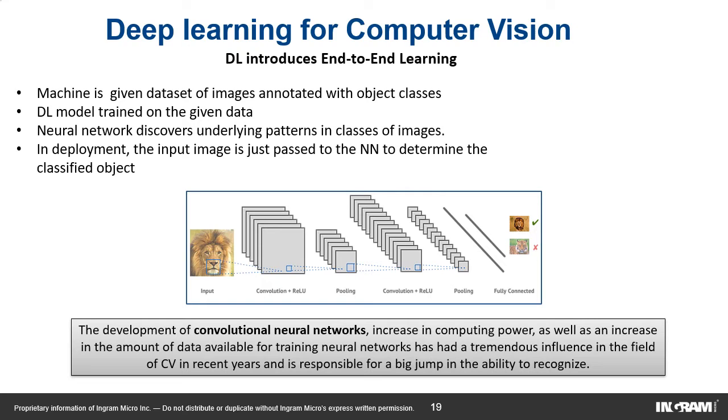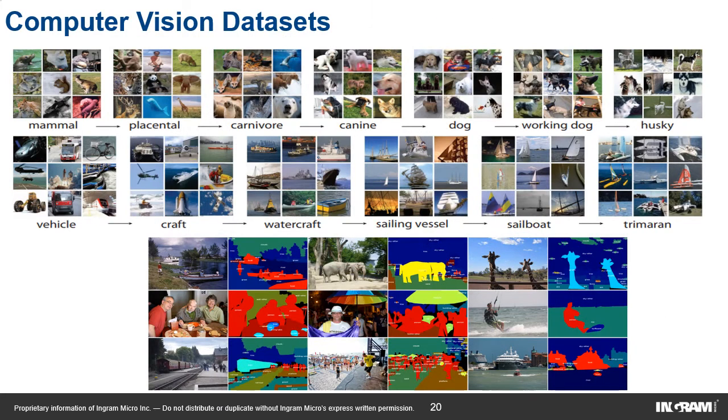Machine learning and deep learning introduces an end-to-end learning approach where the machine is given data sets of images annotated with the object classes. The deep learning model is trained on the given data set. The neural network discovers the underlying patterns in the classes of images, and in deployment, we just pass the input data to the neural network to identify the classified object. Machine learning and deep learning are the enabler of the current wave of solutions in computer vision.